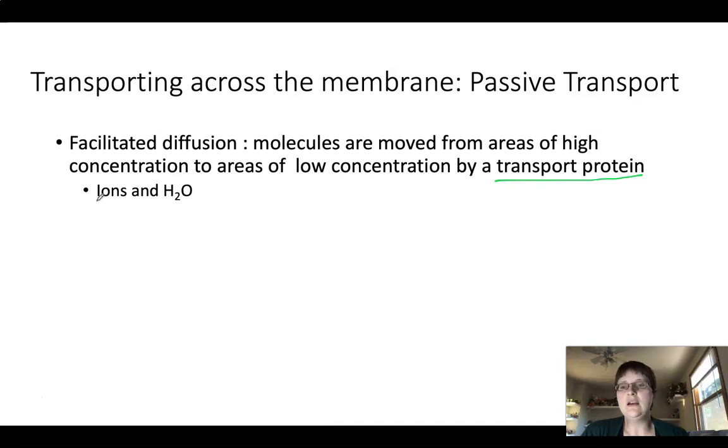You can see here we're looking at ions and we're looking at water. If you remember back to the chemistry stuff, ions are molecules that have either a positive or a negative charge. And so these guys need help because they can't make it through that membrane. Those tails on the membrane, that middle spot, they don't like things that have charges. They don't like things that are positive or negative. And so they won't let these guys through.